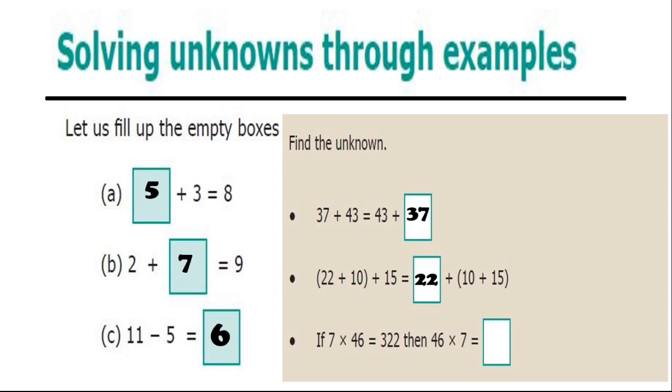So now we go for the next option: if 7 into 46 is equal to 322. In addition we have a plus b is equal to b plus a. Suppose in multiplication, a into b is equal to b into a, because 3 2s are 6. Again, 2 3s are again 6, correct? So when we have 7 into 46 is equal to 322, what is 46 into 7 equal to? Again it is 322. Okay. Thank you, students.